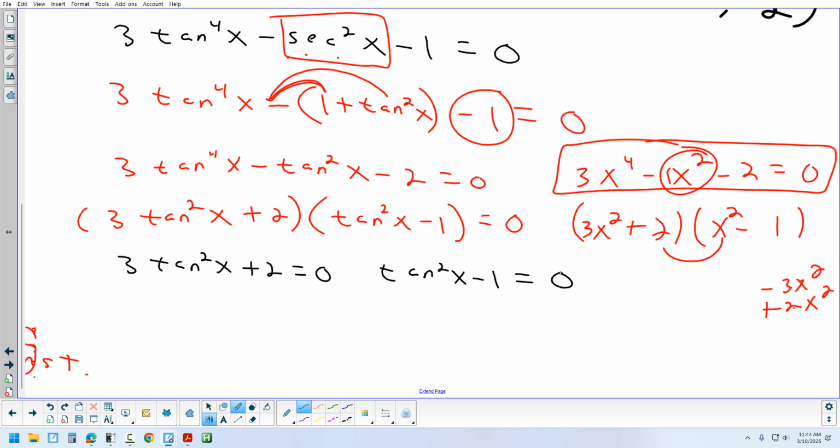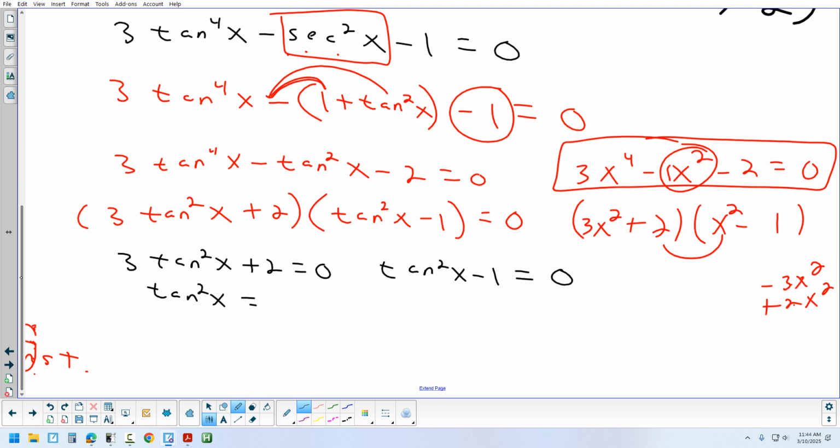And how would you get tan squared by itself there? Take the inverse tan squared? Or no? Take the square root. Not yet. We are going to take the square root though. Minus 2 first. Divide by 3.